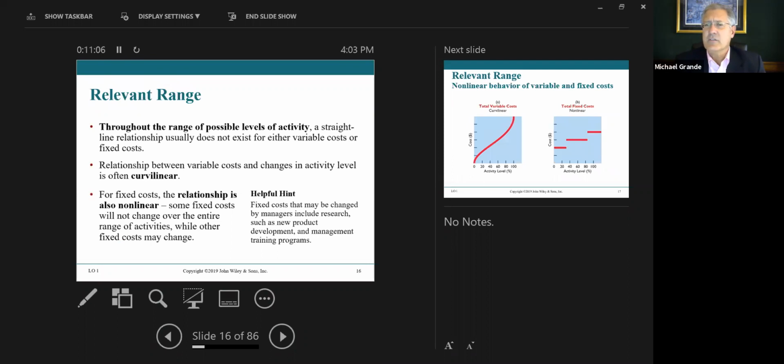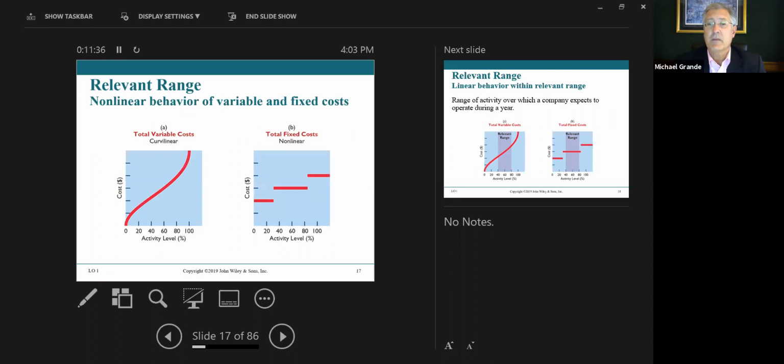Here's a slide on relevant range. Throughout the range of possible levels of activity, a straight line relationship usually does not exist for either variable costs or fixed costs. The relationship between variable costs and changes in activity level is often curvilinear. Fixed costs, the relationship is also nonlinear. Some fixed costs will not change over the entire range of activities, while other fixed costs may change. So you can see here that the variable costs go up as activity level goes up, and the fixed costs have various levels of activity.